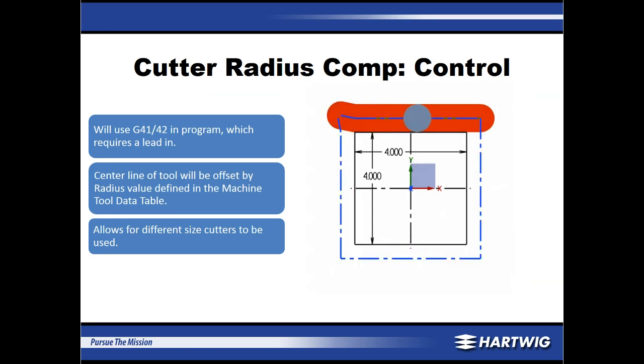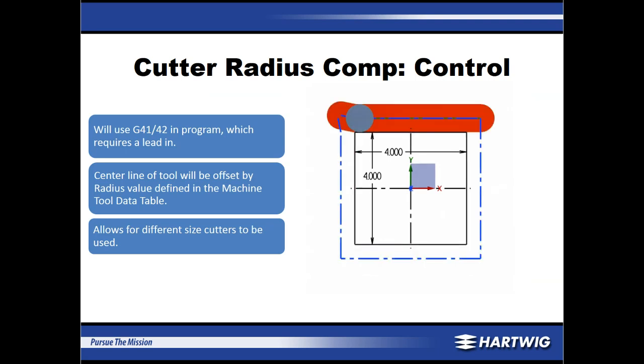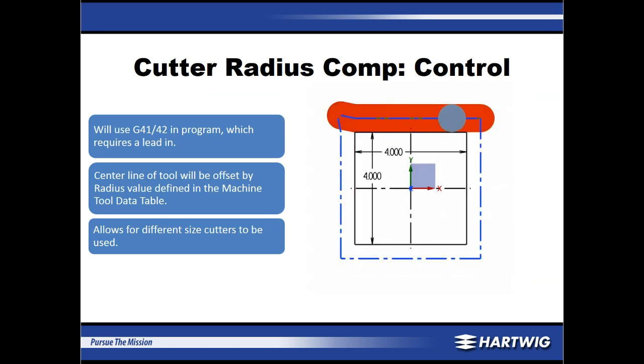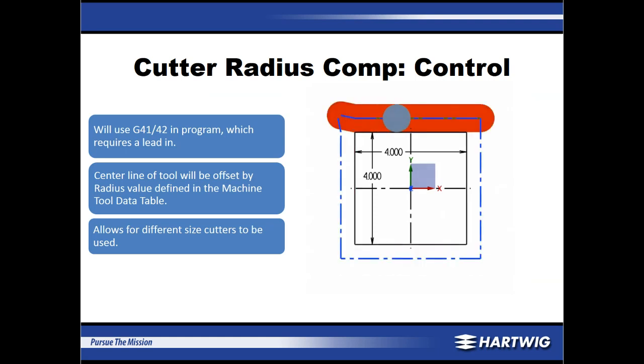G41 and G42 are defined as left and right. So if you were moving your cutter in a positive Y direction, a G41 would move to the left of your programmed line, and a G42 would move the cutter to the right of your programmed line. I prefer to think of these as G41 being climb milling and G42 being conventional milling. That's just easier for me to think about.